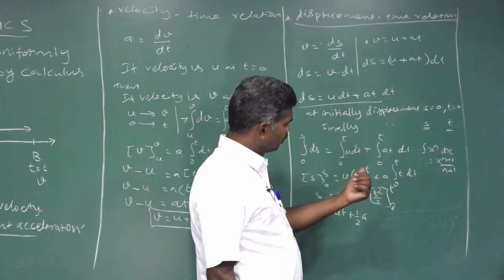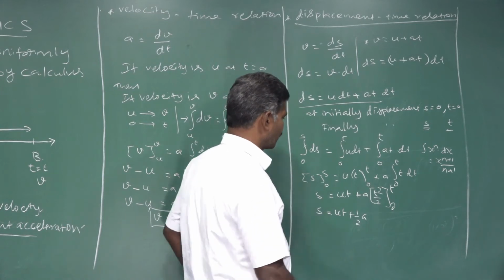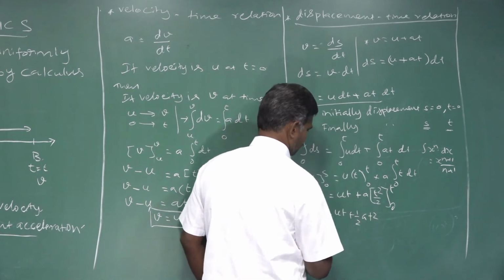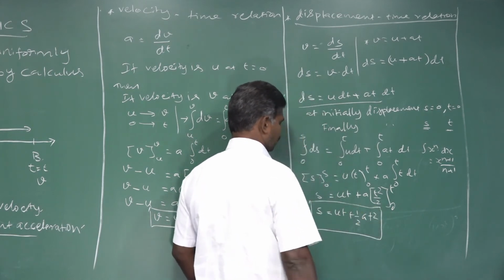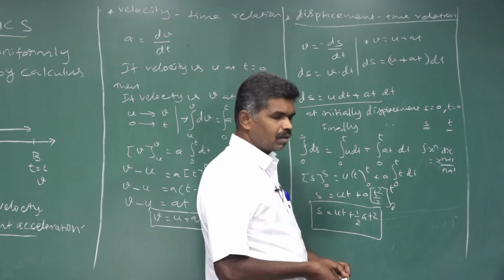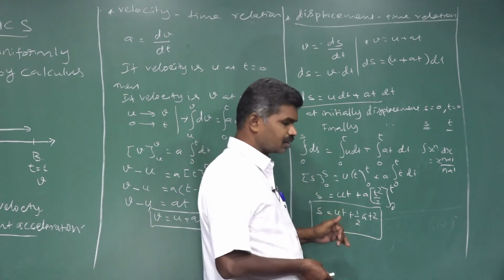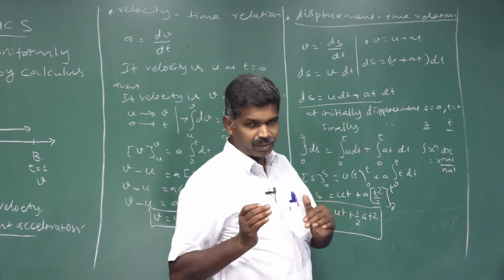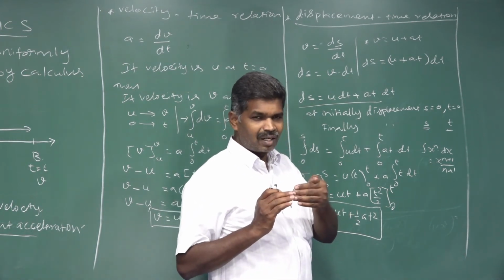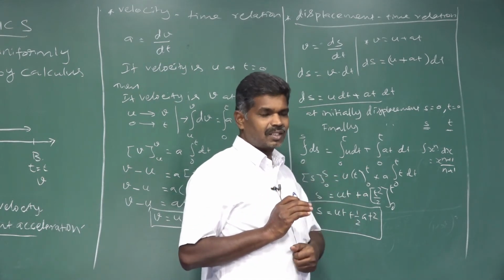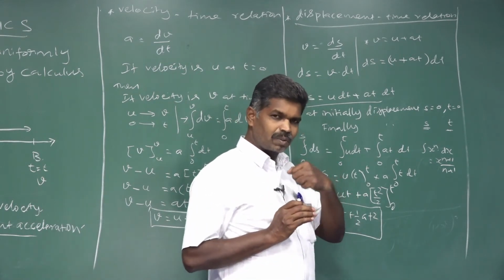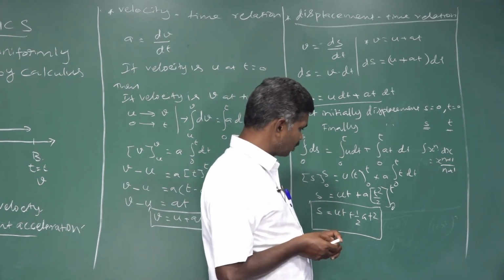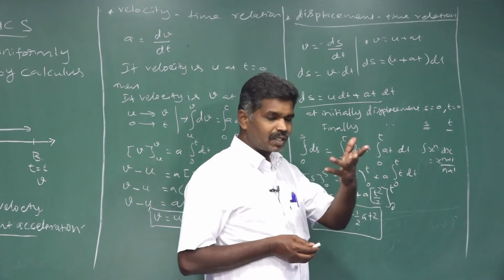The lower limitation becomes 0 itself. That's why s is equal to ut plus half a t squared. This is the second equation of motion. It is called the displacement equation. Already we have derived the relation between initial and final velocities with acceleration and time. First equation, v is equal to u plus at. Second equation is the displacement equation, s is equal to ut plus half a t squared.